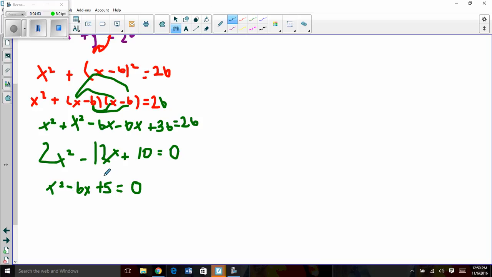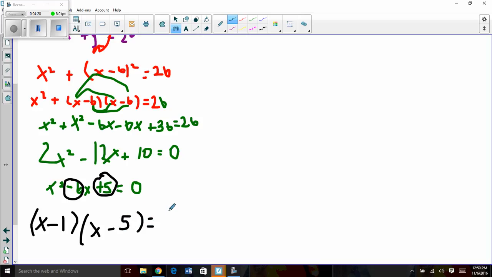What multiplies to a positive 5 and adds to a negative 6? Well, 5 and 1, and they would both have to be negative because we need to get to a negative 6, and a negative times a negative is a positive. So we have x minus 1 and x minus 5 equals 0. So our x's, we're solving for x here, x equals 1 or x equals 5.